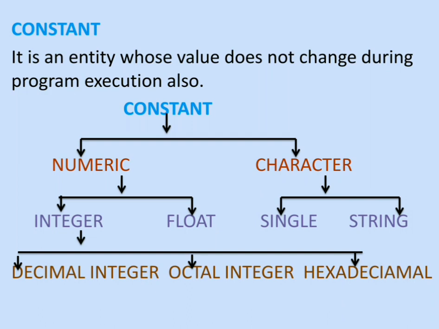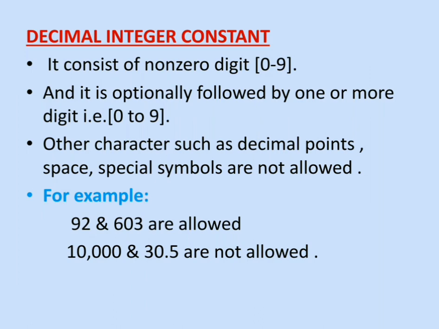Starting with the numeric constant, it is divided into two types. They are integer and float. An integer is further divided into three types. They are decimal integer, octal integer and hexadecimal integer. So let's see the types of integer in detail. Decimal integer constant. It consists of a non-zero digit 0 to 9 and is optionally followed by one or more digits, i.e. 0 to 9. Other characters such as decimal points, spaces, special symbols are not allowed. For example, 92 and 603 are allowed, whereas 10,000 and 30.5 are not allowed.